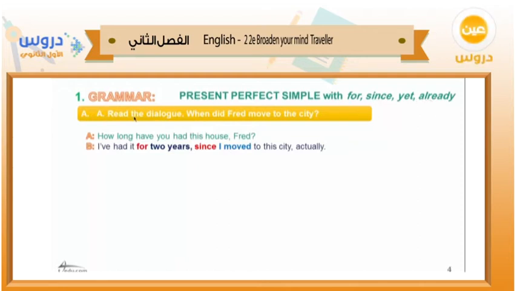A. Read the dialogue. Then answer this question. When did Fred move to the city? A. How long have you had this house, Fred? B. I have had it for 2 years since I moved to this city, actually. So, when did Fred move to the city? He moved.